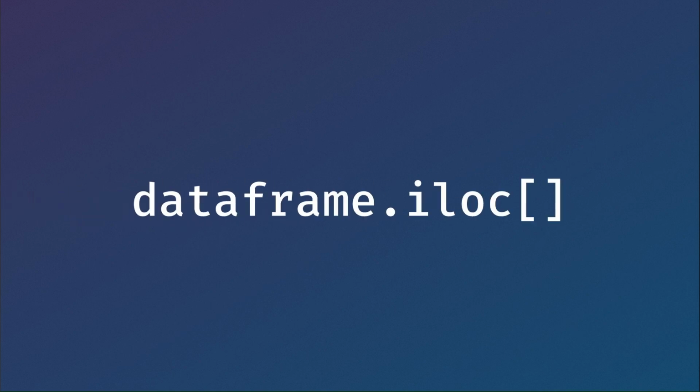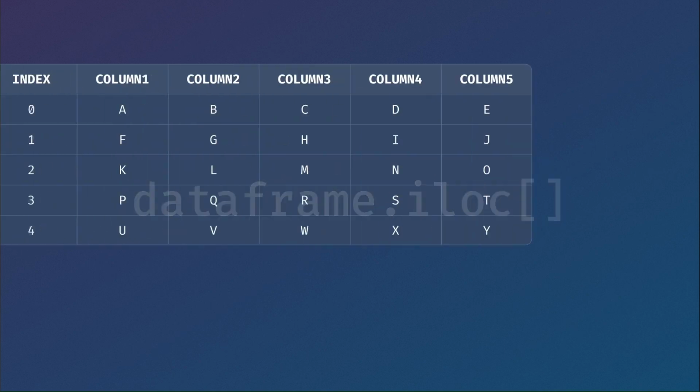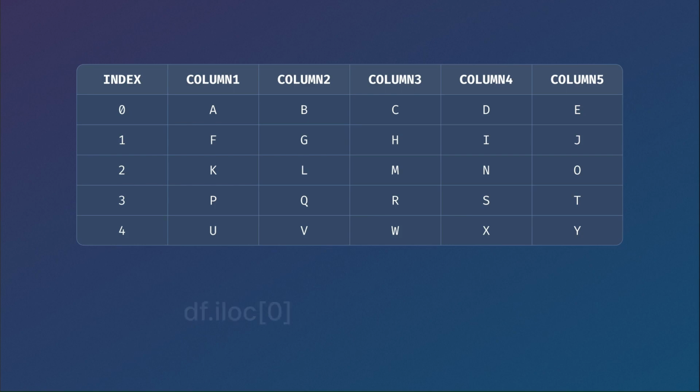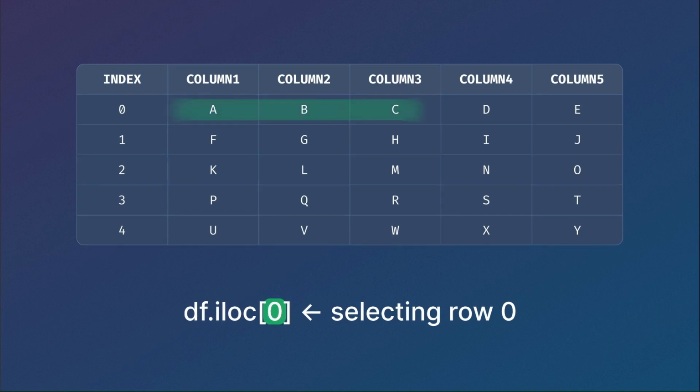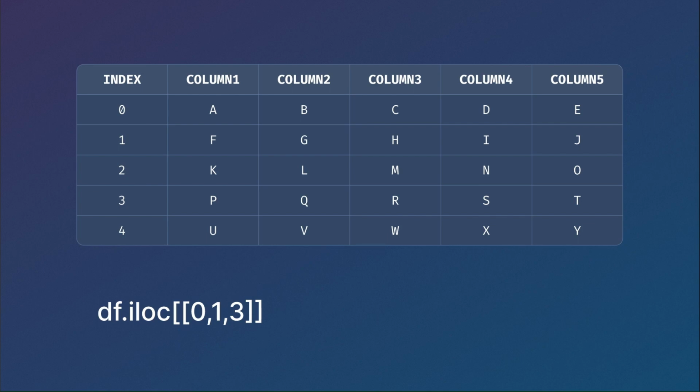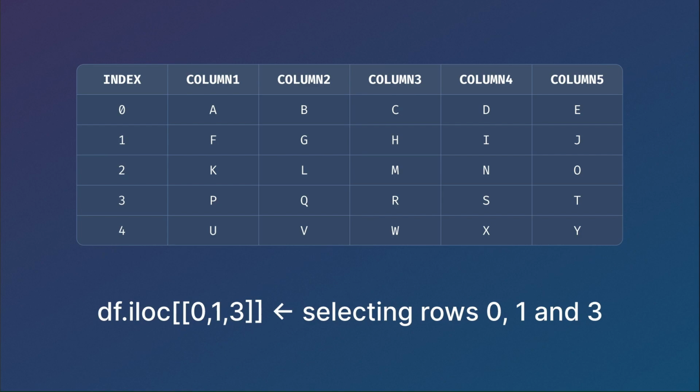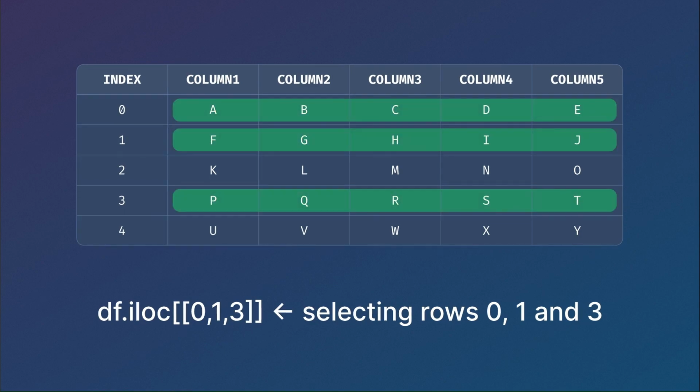Let's talk about the iloc function in pandas. When we have a table like this and we simply call the function like this, it means we're selecting row 0. So this parameter here results in this selection. We can also pass an array into the function, which means that we're selecting multiple rows by their indices, in this case with the indices 0, 1, and 3.